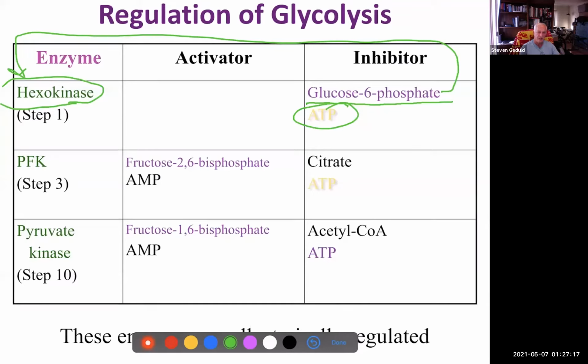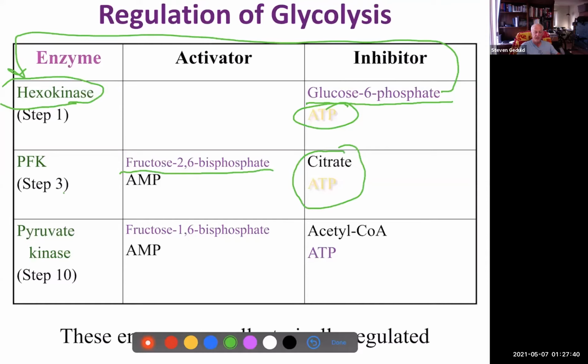Phosphofructokinase, step 3. The activator is fructose 2,6-biphosphate. When that's present, you need that to come across. And the inhibitor is going to be citrate and ATP. Again, if ATP is in abundance, you don't need that fructose 2,6-biphosphate to convert it because you have enough energy already. So it shuts it down.